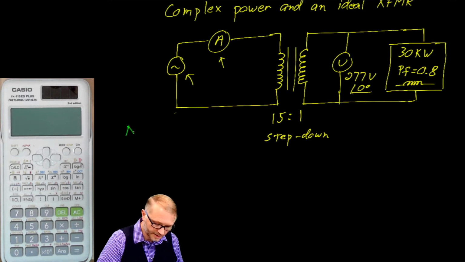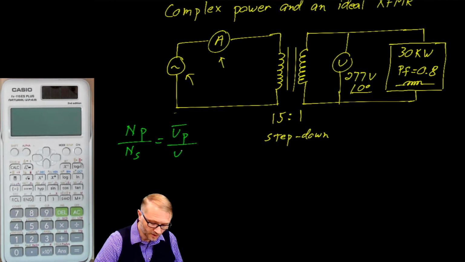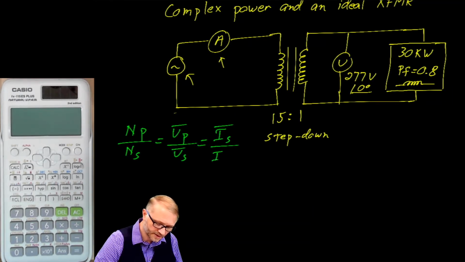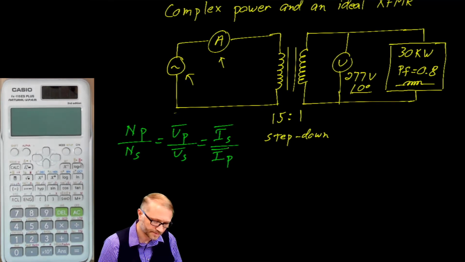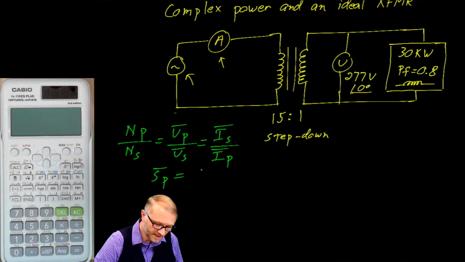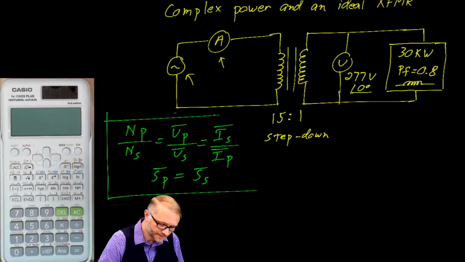From your note card, number of turns in the primary over number of turns in the secondary is equal to the voltage in the primary, and that's a phasor voltage, over the voltage in the secondary. And then the current is upside down, so that's the current in the secondary over the current vector in the primary. Also, the complex power going in on the primary will yield the same output power on the secondary. These statements are true for an ideal transformer.